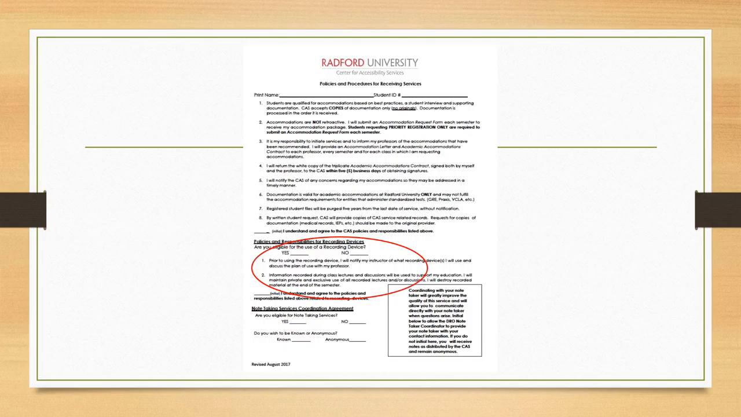Let's return to the policies and procedures for receiving services form. The next section is for students who are eligible to use a recording device. If you are not eligible, initial the blank that reads, "If you are not eligible to use a recording device as an accommodation, initial here and continue to next section." Listen patiently as we move forward so you are fully informed.